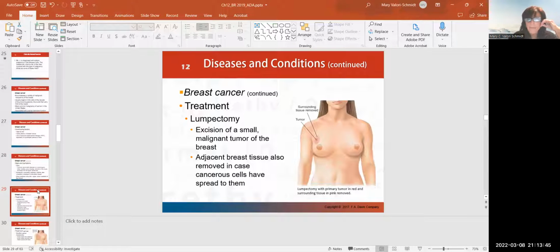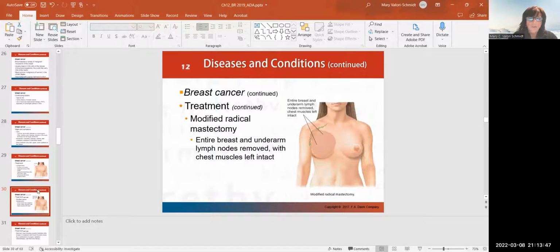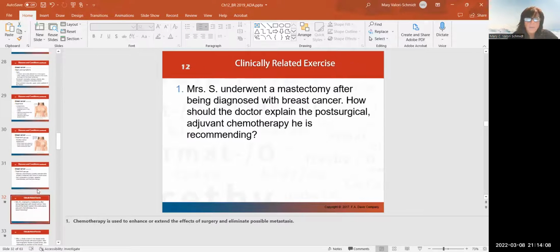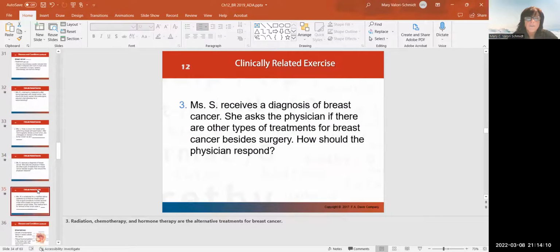Treatment would be either a lumpectomy, remove the lump, or a modified radical mastectomy where we're removing the breast and the underarm or axillary lymph nodes, chest muscles are intact. They can do a radical mastectomy where everything goes: the breast tissue, the lymph glands and nodes, and the muscular tissue underneath. Usually they'll need chemo and radiation afterwards.